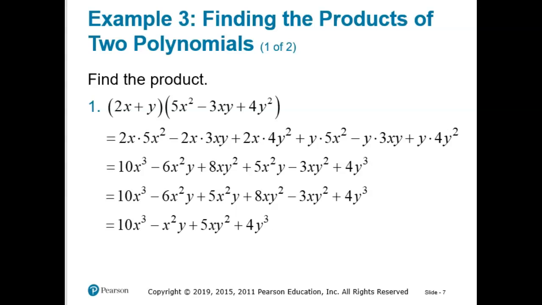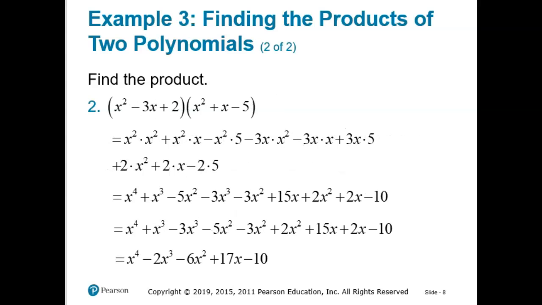Now, when you multiply a binomial times a trinomial, you simply need to remember you have to multiply each term by each of the other terms. So this 2x has to multiply 5x squared, 2x has to multiply negative 3x, 2x has to multiply 4y squared, and the same with y. y times 5x squared, y times negative 3xy, and y times 4y squared. Then start cleaning them up and combine like terms.